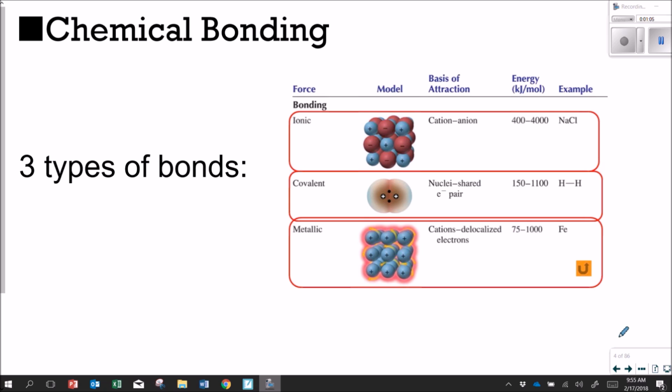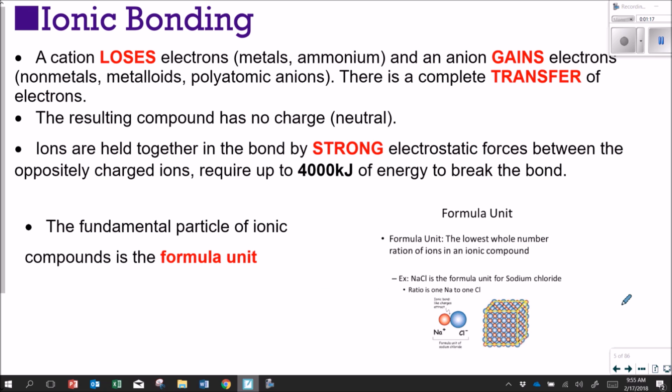We are going to look at 3 types of bonds: ionic bonds, covalent bonds, and metallic bonds. In ionic bonding, a cation loses electrons and an anion gains electrons. We've talked about that before. There is a complete transfer of electrons. The resulting compound has no charge and is neutral, and the ions are held together by very strong electrostatic forces between the oppositely charged ions. It can require up to 4,000 kilojoules of energy to break an ionic bond.